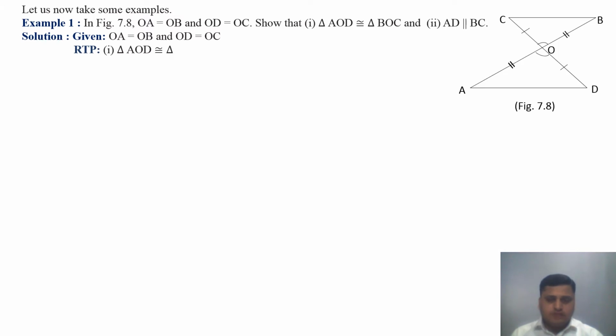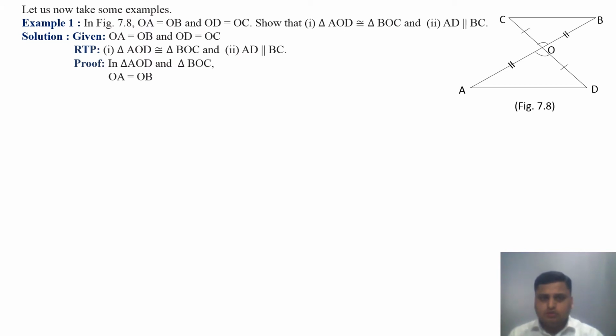First of all, given. What is given in the question, that we will always write. In order to prove any question related to triangles, we always need to write three things. First, given. So what is given in this question? OA is equal to OB and OD is equal to OC. That is given. And what we need to prove, we will write in RTP. So RTP is already given: show that triangle AOD is congruent to triangle BOC. This is the symbol of congruency. And the second part is AD is parallel to BC.